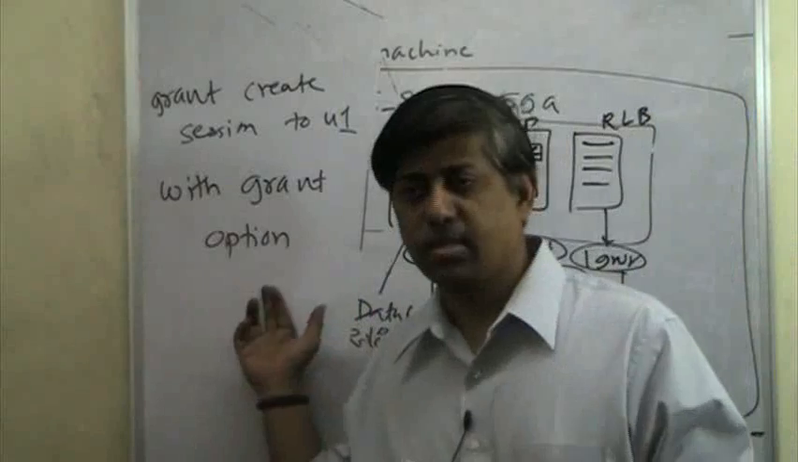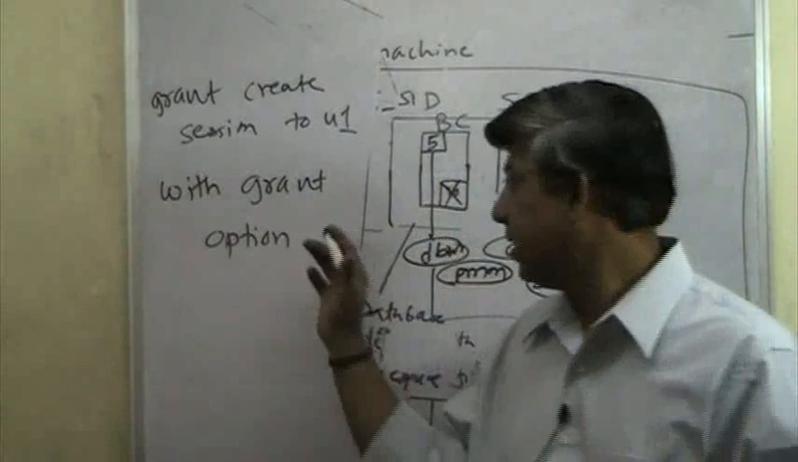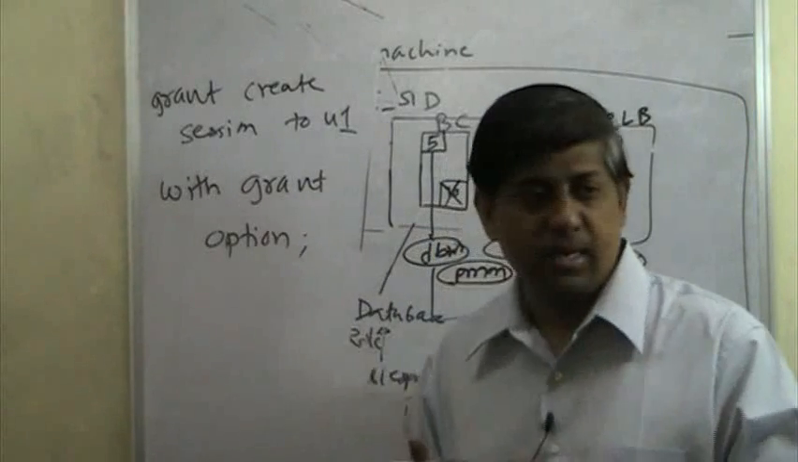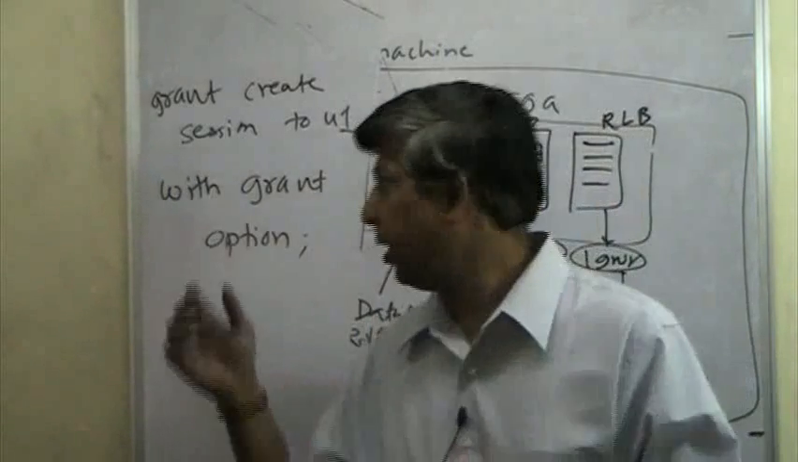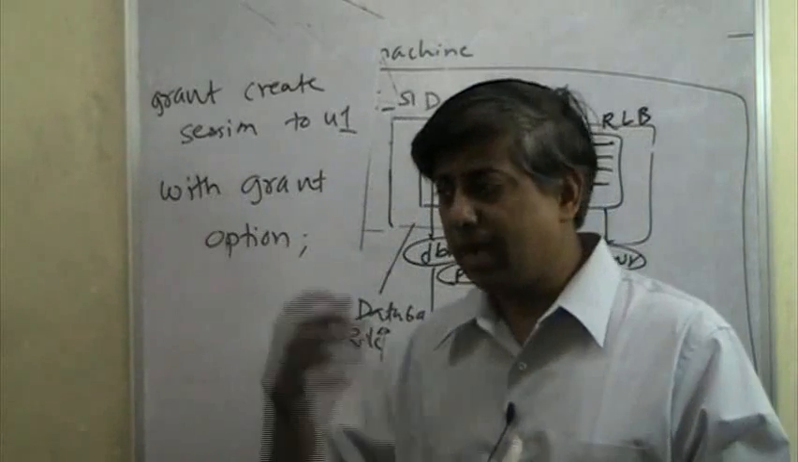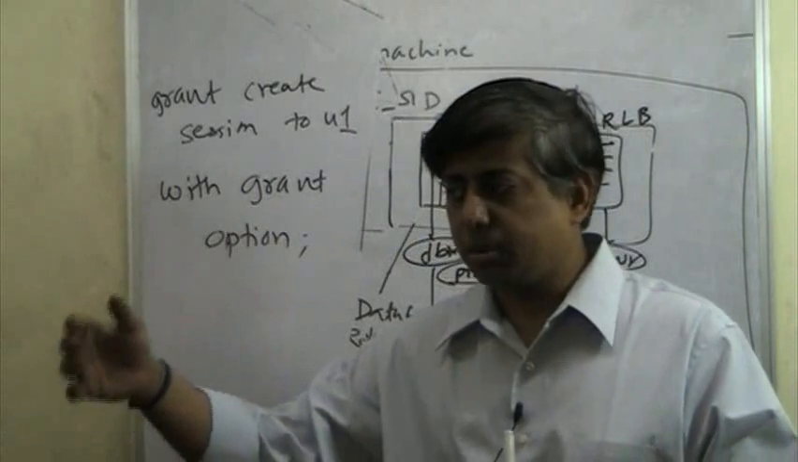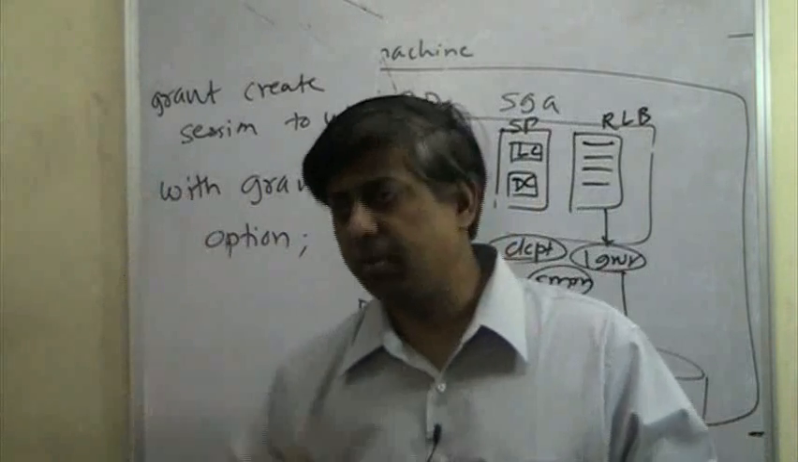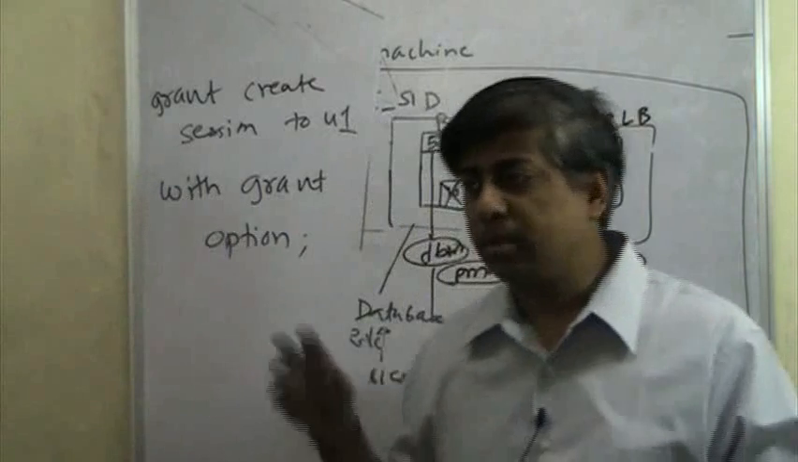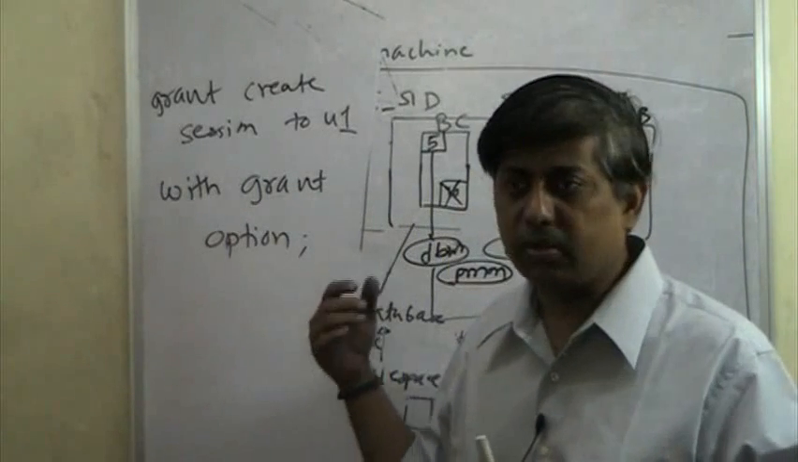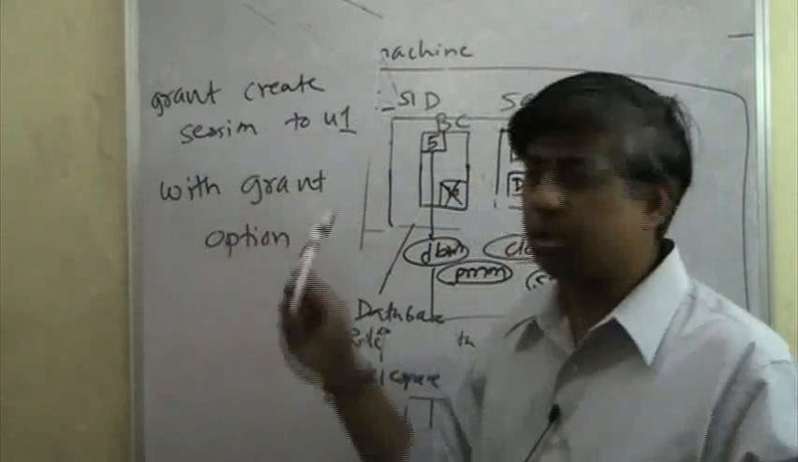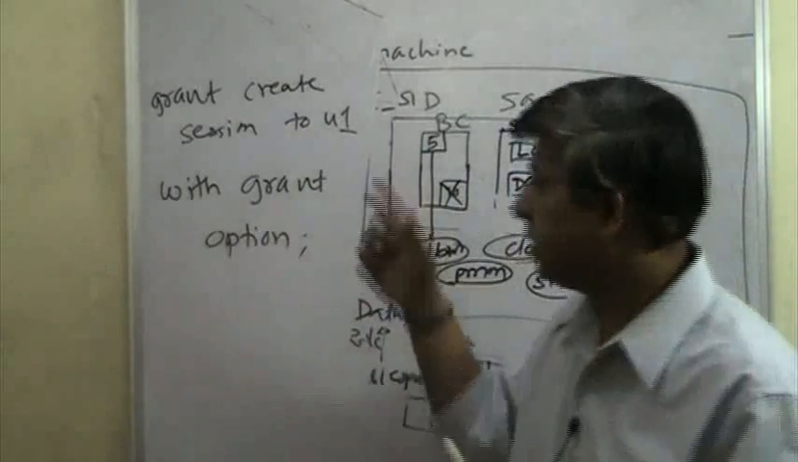Create session. No, it cannot be granted. No, this cannot be done. Your first answer was correct. With the grant option, you grant a privilege to somebody and he will be able to grant that privilege to somebody else. That is correct. But this is only for object privileges, not for system privileges. And create session is a system privilege. So this is not correct.